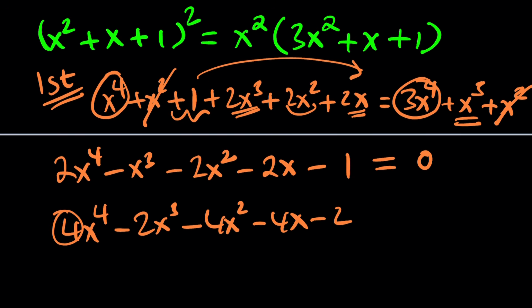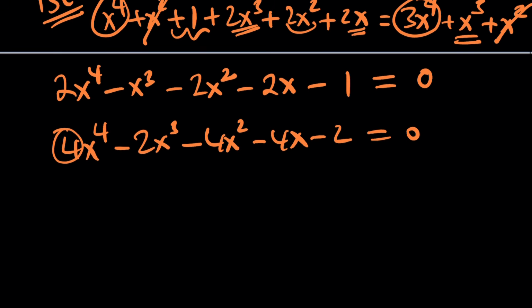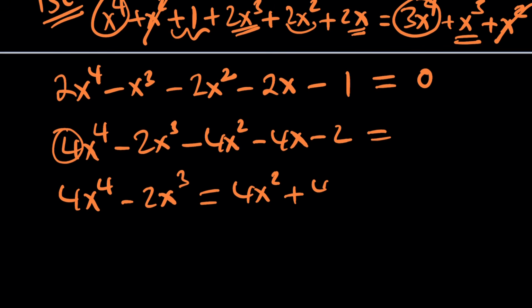I could be wrong on that one, by the way. So, and then we're going to try to do this. How can we turn this into a perfect square like this? So I'm going to leave this here and put everything else on the right-hand side. So we'll have a quadratic on the right-hand side. That's important. And quartic on the left-hand side.